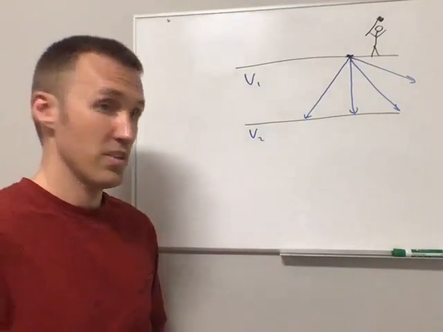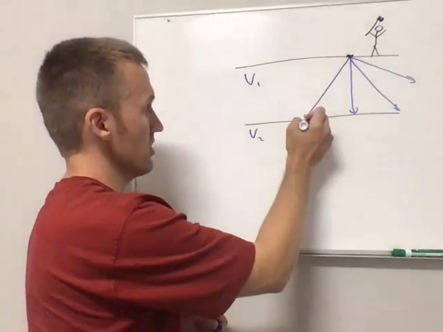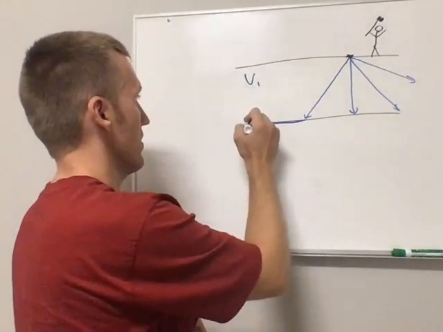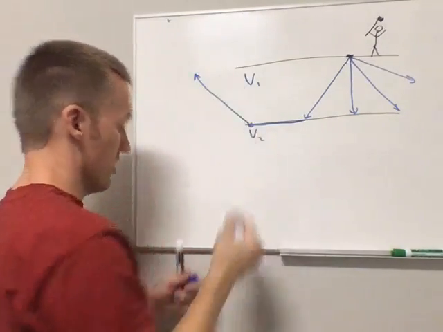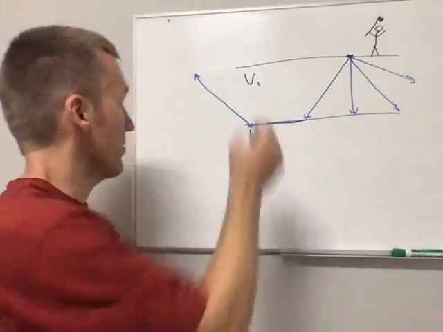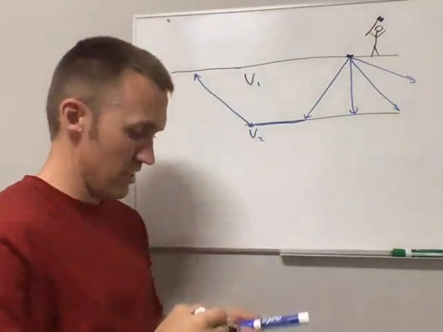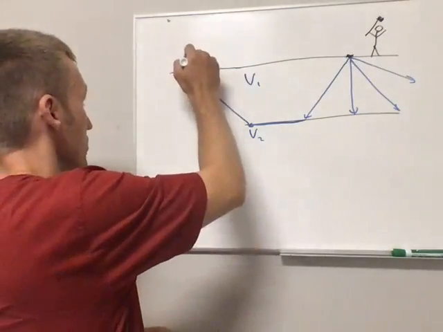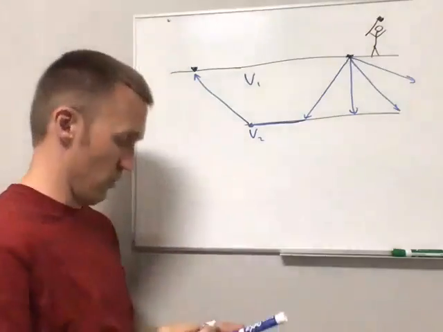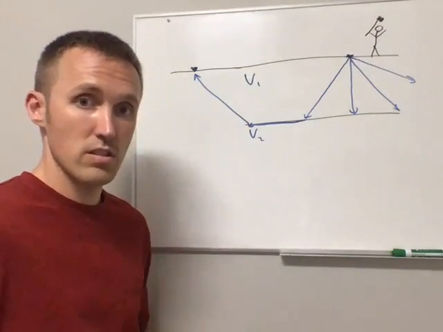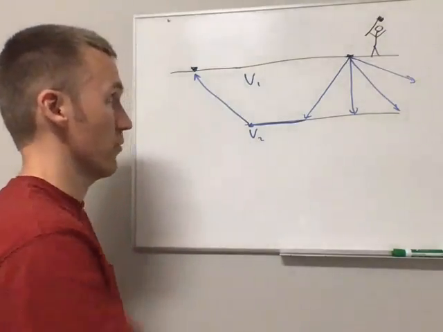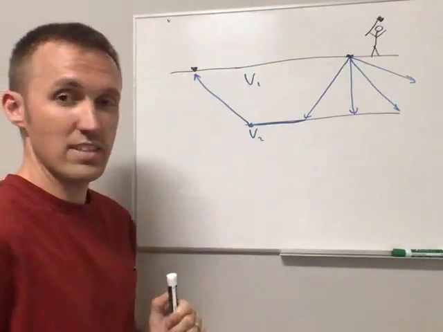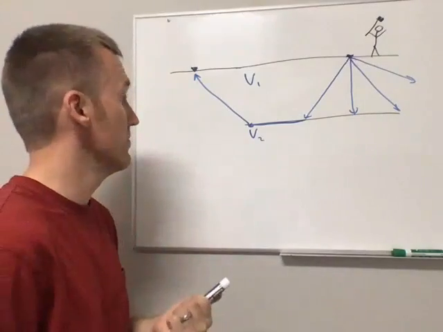The particular wave that we're interested in is the one which is going to travel right along the boundary between V1 and V2, and then be refracted back up to the surface so that we can detect it at a sensor, which in our case is a geophone. This is just like what we did in our seismic survey. We have a source and a string of geophones, and this particular wave is getting refracted and then arriving at one of our geophones.